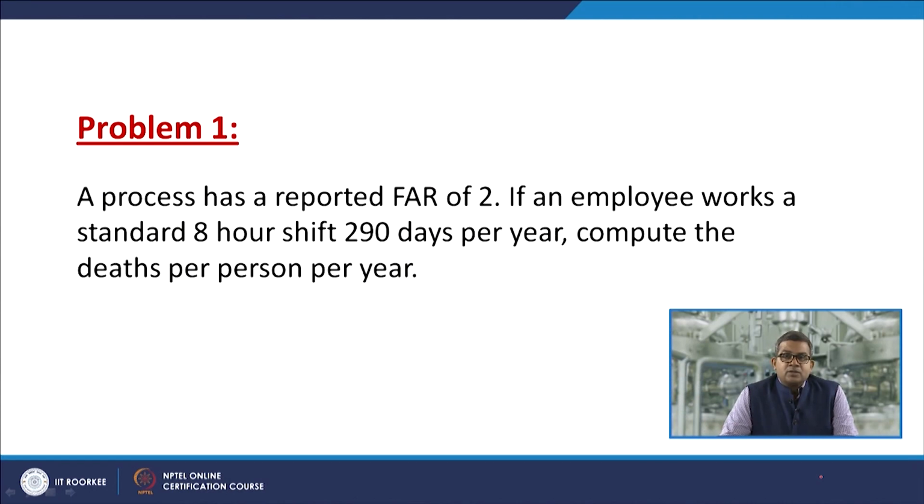Let us have a look at the first problem. This problem is related to the FAR, the fatal accident rate, and a process has reported a FAR of 2. If an employee works a standard 8-hour shift for 290 days per year, you need to compute the deaths expected per person per year. We have the standard formula for this FAR.